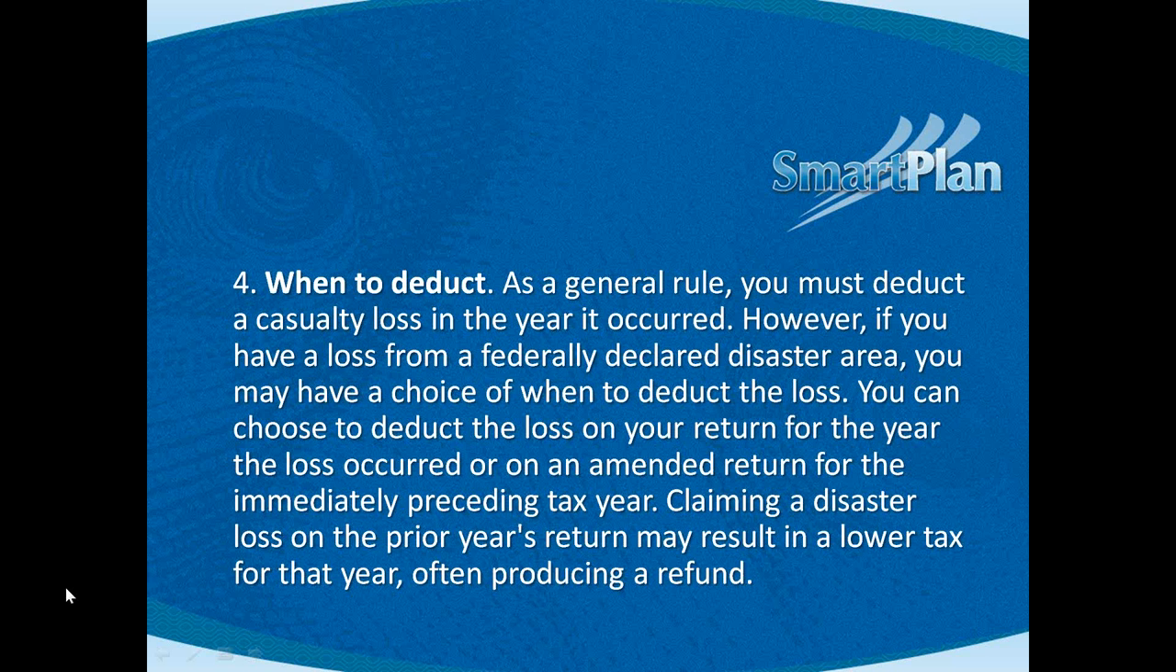You can take the deduction, as a general rule, in the year it occurred. However, if you have a loss from a federally declared disaster area, you may have a choice of when you can deduct that loss. You can choose to deduct it on a prior year's return. You may have to file an amended return for the immediate preceding tax year. That way you could get a refund a lot quicker.